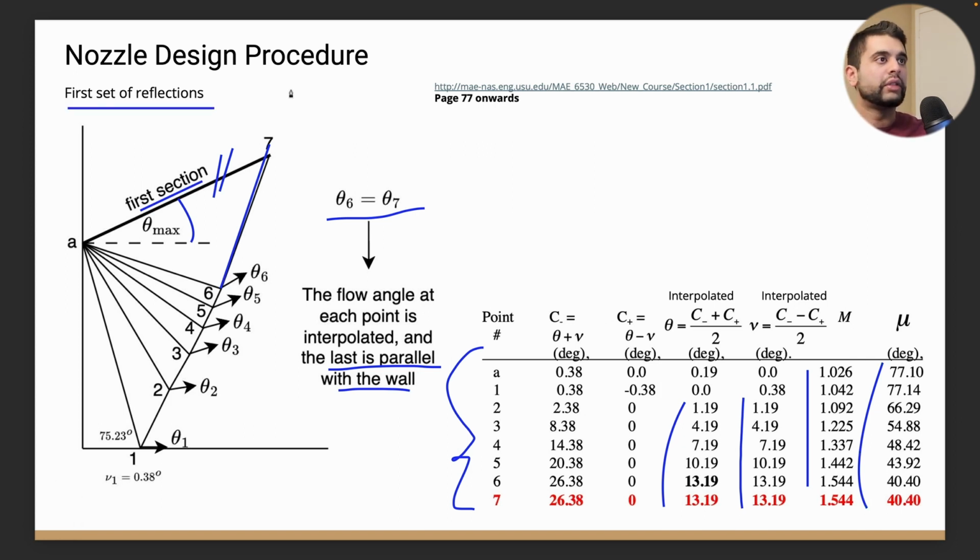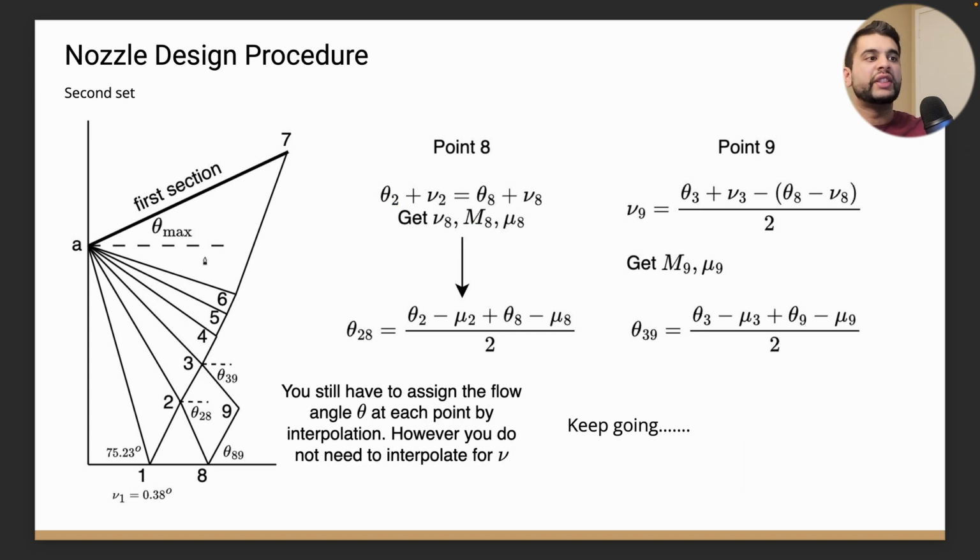Now for the next part, you don't need to do any interpolation, because now look, for point 8, we don't look at point A, we look at point 2 because it's starting from here, right? So we look at point 2 and then we look at point 1. Then we have theta plus nu is equal to theta plus nu at point 2 and point 8. You can again get all this here like before. Get theta 2 8.